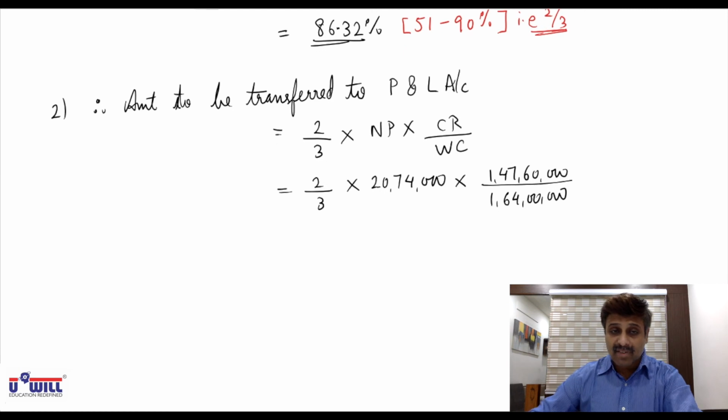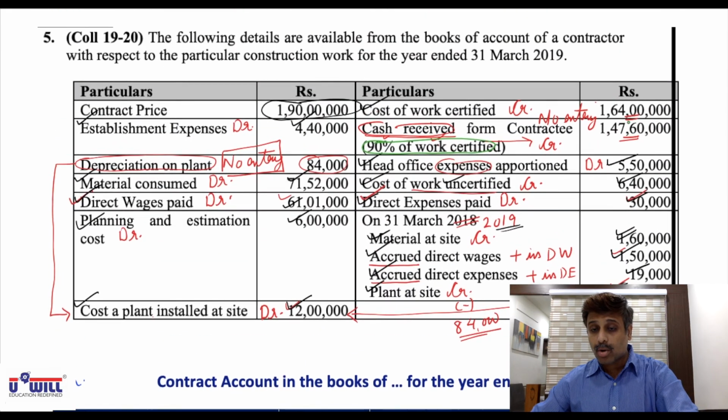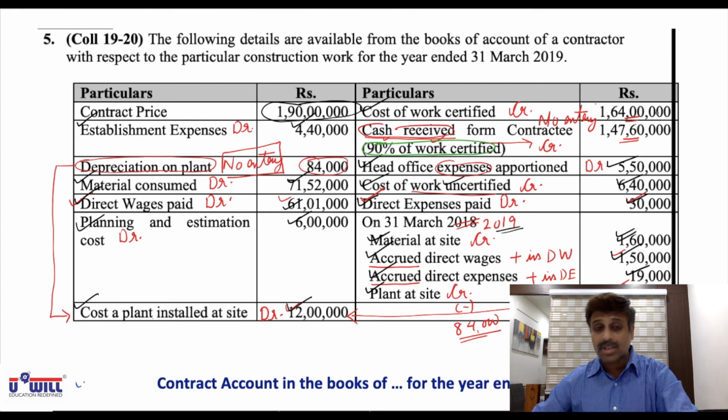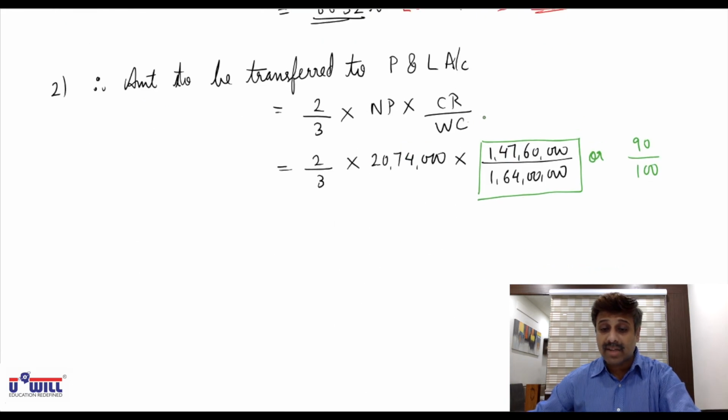So instead of this part, even if you do simply 90 by 100, you'll get the same amount. Why take such huge figures, 1 crore 47 lakh 60,000 upon 1 crore 64 lakhs? You can take those figures if this information in bracket was not given. It is already given that cash received is 90% of work certified. Means when work certified is 100, cash received is 90. So no need to take these huge figures. In your calculator, you'll get the same answer.